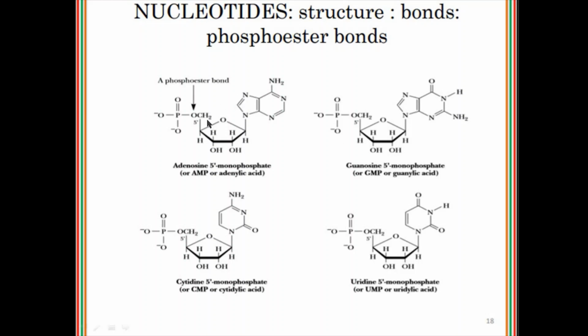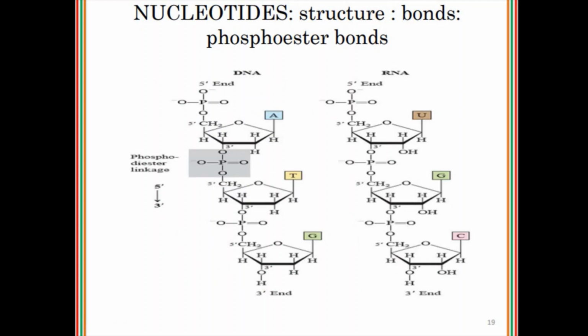That is different from what we were talking about, a phosphoester bond. A phosphoester bond is formed when a phosphate group is bonded to the 5th carbon of the sugar. That's what we call a phosphoester bond.